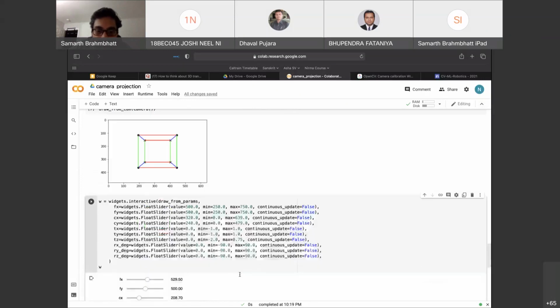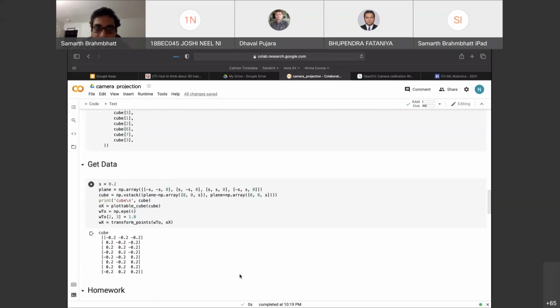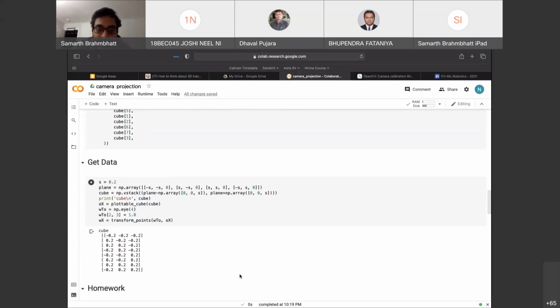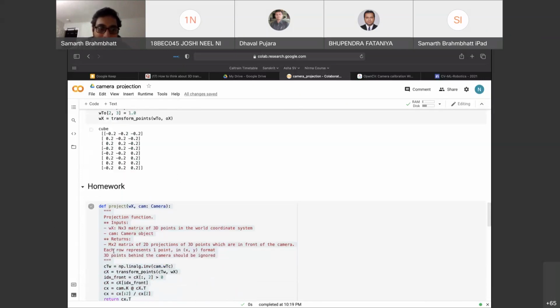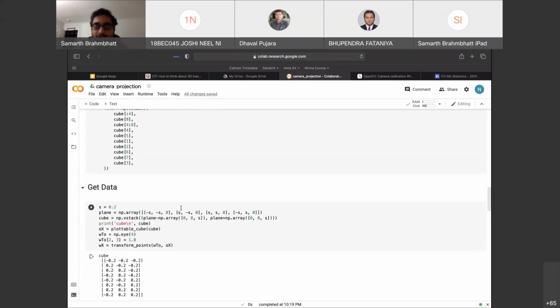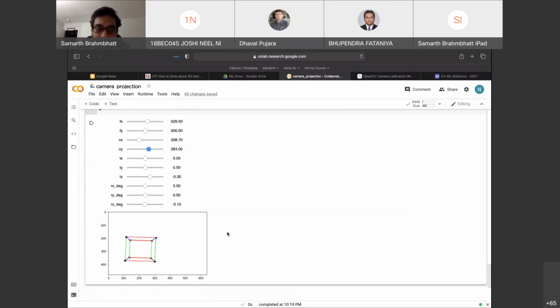Actually, in this homework, I've written all the code. You don't need to do anything. All you need to do is, when I release the homework, I will actually blank out this function. So just be honest and don't read these lines, and actually implement the function which takes in 3D points and outputs the projected 2D points. And if you wrote that correctly, then you should be able to change all these sliders and see their effect like that.